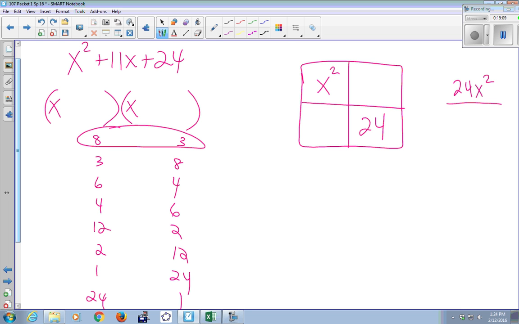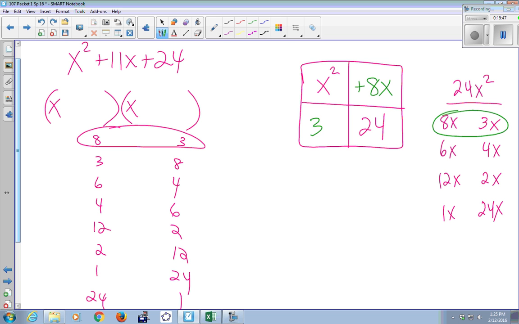And you start listing factors of 24. So it's similar to the trial and error method in that you have to list all the factors. So I have 8x, 3x, 6x, 4x, 12x, 2x, 1x, 24x. Like that. And then you want to pick the set that adds up to what? 11. Yeah, you want to pick the factors that add up to the middle term 11x. So I like those ones because they add up to 11. And that tells you what goes in these two boxes, 8x and 3x.